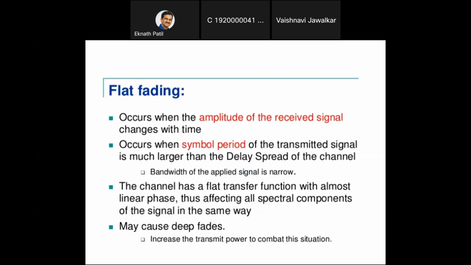How does this take place? In the case of flat fading, the amplitude of the received signal changes with time. That is one thing. The second thing is that the symbol period of the transmitted signal is much larger than the delay period of the channel. That is, the bandwidth of the applied signal is narrow. The channel has a flat transfer function with almost linear phase, thus affecting all the spectral components of the signal in the same way. It may cause a deep fade. So what is the corrective action? The transmit power is increased in that situation.